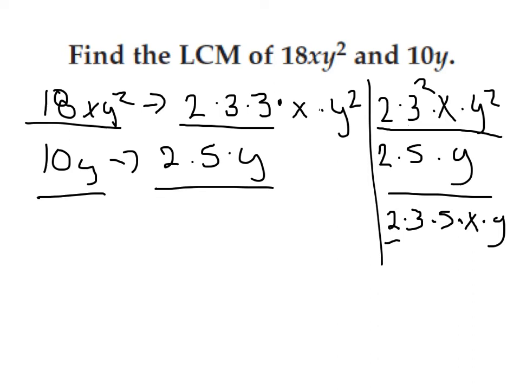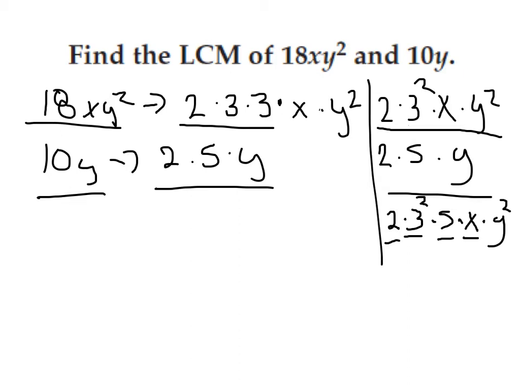I look at the 3, and there's only one of them, that's 3 squared, so I'm going to use 3 squared. There's only one 5, that's 5 to the first power, I'm going to keep that. I look at the x, there's nothing to compare it to, so I'm going to keep the x to the first power. I have 2 y's, y squared is the largest, so I'm going to keep that one.